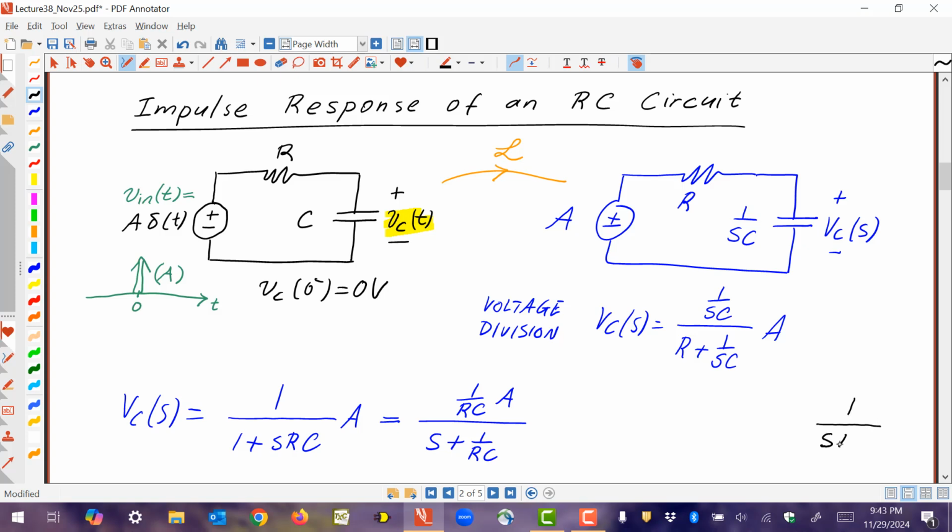When you have something like 1 over s plus a, this corresponds to e to the minus at u of t. u of t is a function that basically zeroes out anything less than 0. So e to the minus at u of t is a function that's 0 for t less than 0, and it's just e to the minus at for t greater than 0. So it's kind of like a 0, 1 kind of function. Anyway, if I see 1 over s plus a, its inverse Laplace transform is e to the minus at u of t.